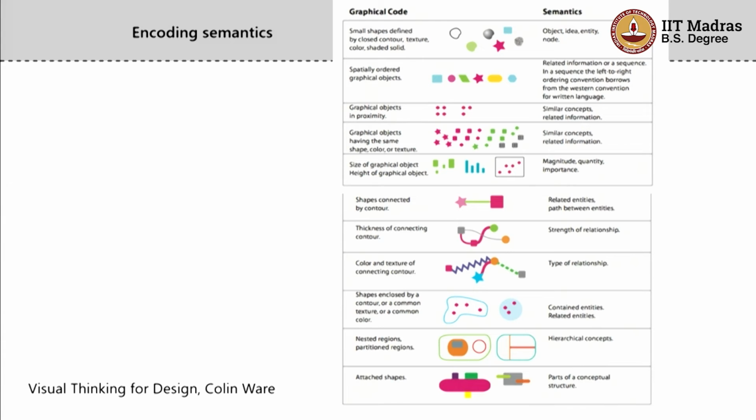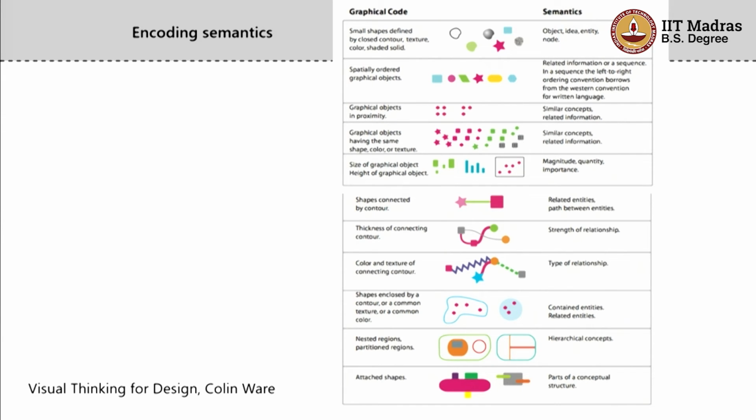Shapes connected by a contour mean related entities or paths between entities. The thickness of the connecting contour shows the strength of the relationship. The color and texture of connecting contours show the type of relationship. Different lines could mean different things, like the dotted line versus the solid line we have seen. There are even multiple variations, like a zigzag line, dotted line, solid line. They can mean different types.